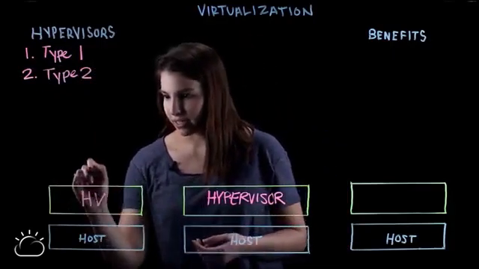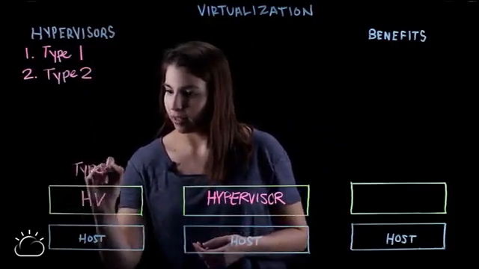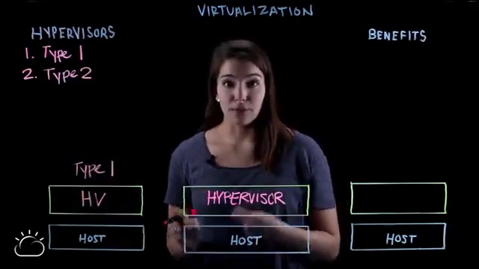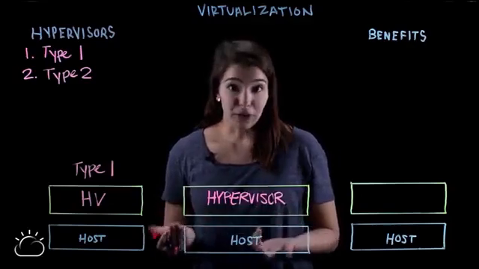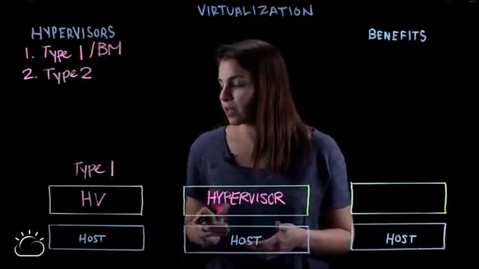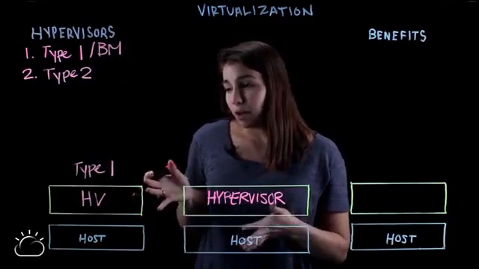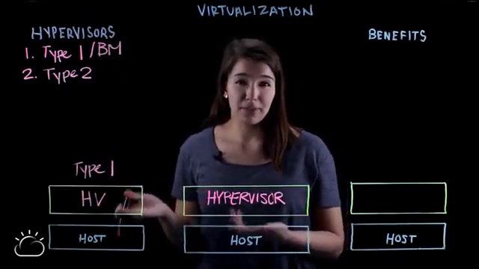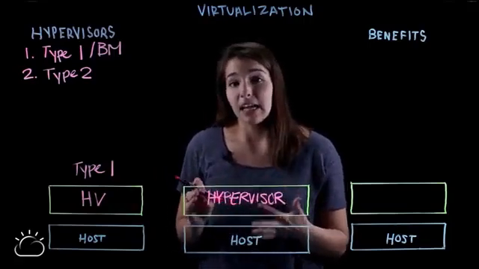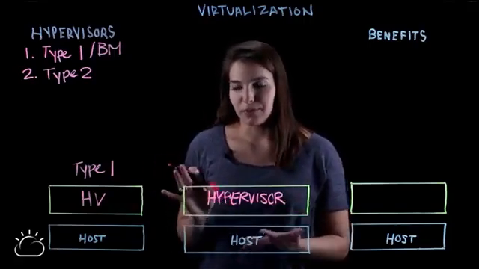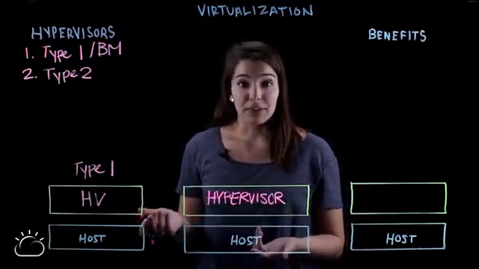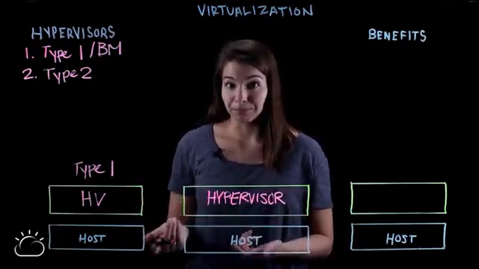A type 1 hypervisor is a hypervisor that is installed directly on top of the physical server. They're also called bare metal hypervisors, so we'll write that up here, just so you can remember. These are the most frequently used hypervisors, and they're most secure, they lower the latency, and these are the ones that you'll see in the market the most. Some examples would be VMware ESXi, or Microsoft Hyper-V, or even open source KVM.